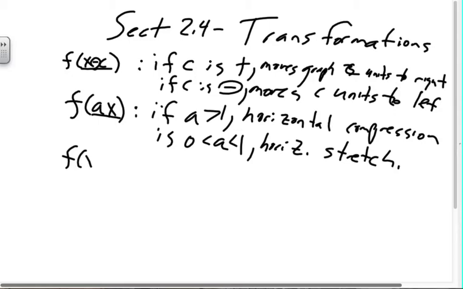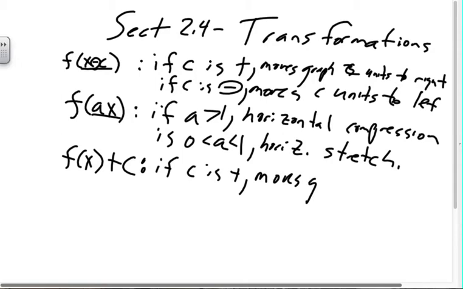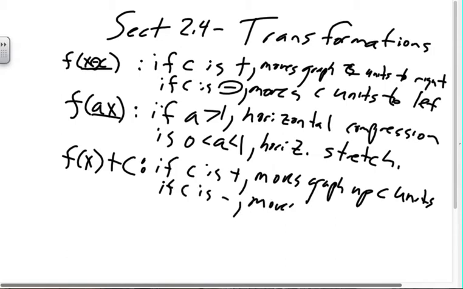So I take my function, and I'm going to add some constant. Notice this is to my y value. So if C is positive, it moves the graph up C units. And if C is negative, it moves it down C units.